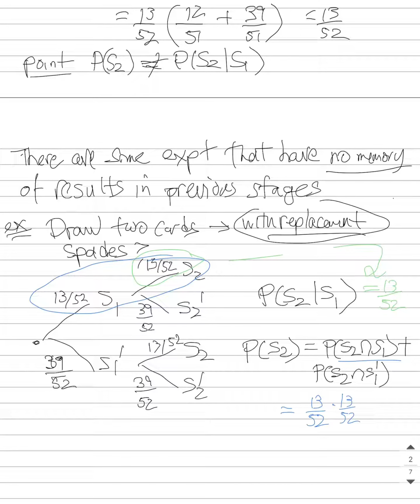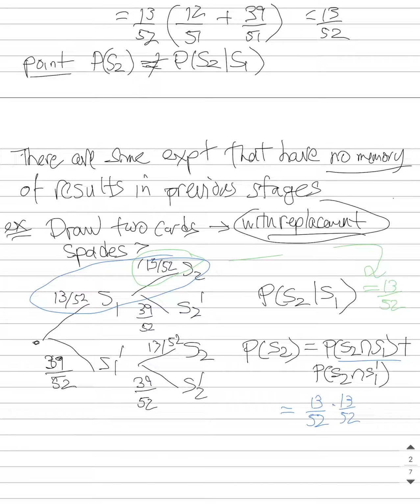And once I factor it out, this will end up giving me a 1. So I'll get a 13 out of 52. And the point here is that the probability of getting a spade on 2 is exactly the same as the probability of getting a spade on 2 given that you got one on 1. They are the same. So it's this lack of memory that resets the whole deck here.